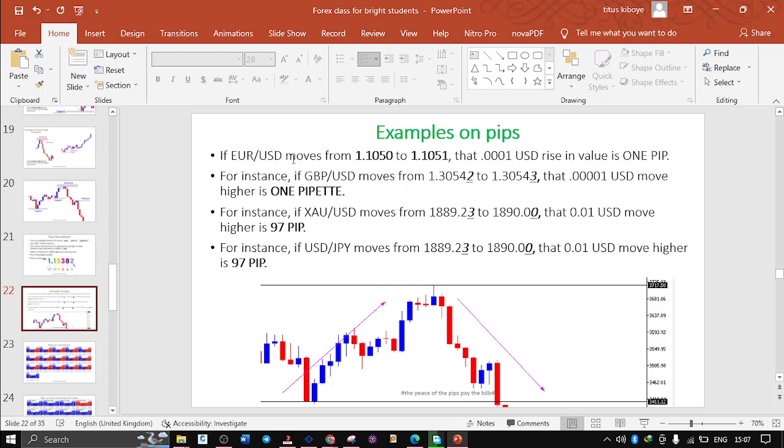If Euro USD moves from 1.1050 to 1.1051, it means that the currency pair has increased by 1 pip. That's the next slide. It's what I'm reading. I don't know why it's not reflecting here.